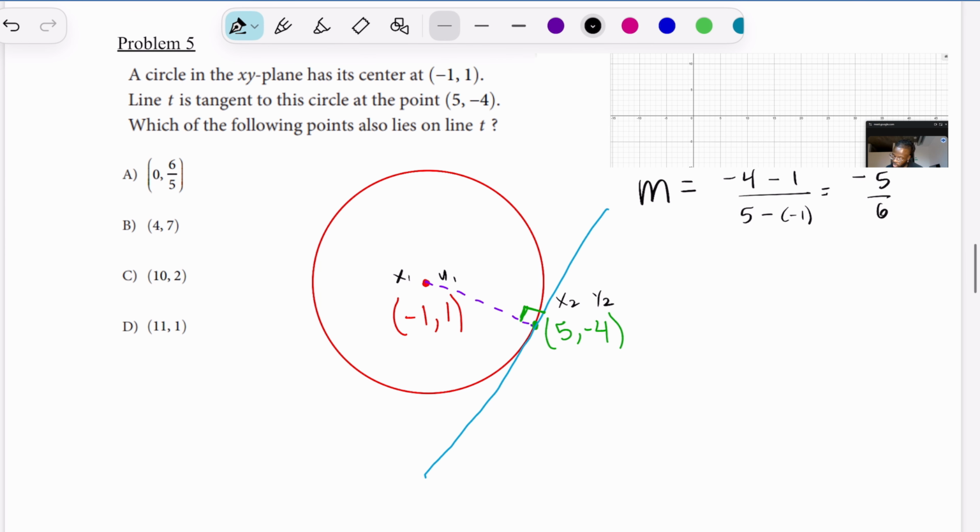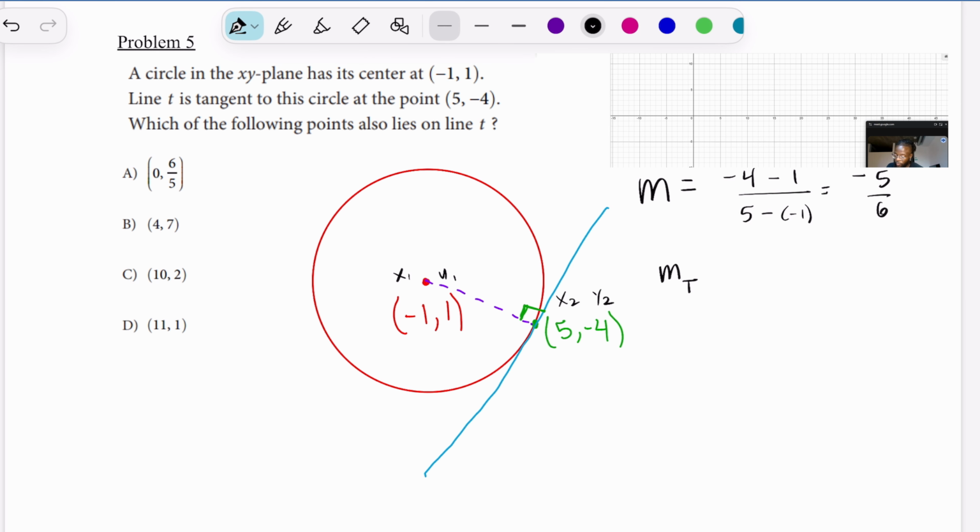So we're doing that. I got my slope is -5/6. Negative reciprocal, so I just flip it and then multiply by -1, so 6/5. Okay. So point-slope form is y minus y1, so y minus -4 is y + 4, equals m times (x minus 5). So there's the point (5, -4), the point's on the line, not the center of the circle.